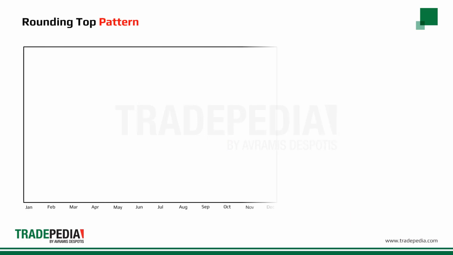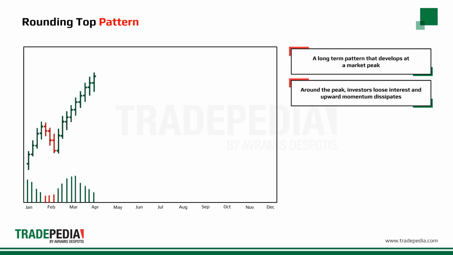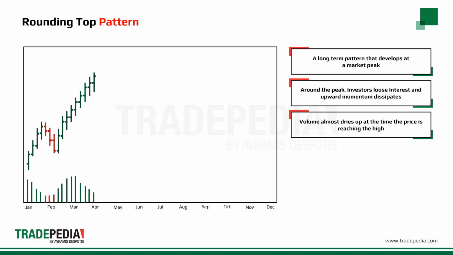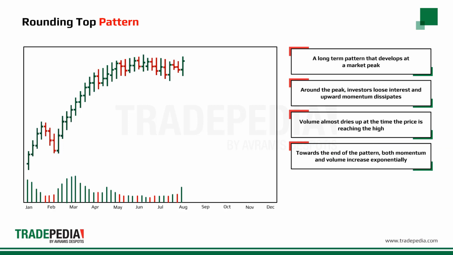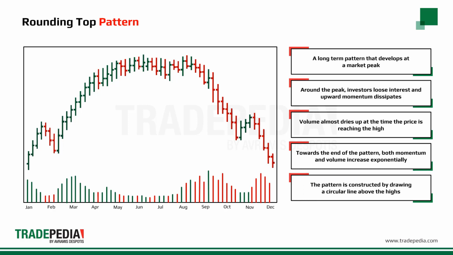The rounding top pattern is a long-term reversal pattern that can take as little as 3 weeks to as long as several years to complete and develops at a market peak. As the price drifts towards the high point of the pattern, investors lose interest in the security and upward momentum dissipates. The lack of interest is also characterized by the volume level, which almost dries up at the time the price is reaching the high. Towards the end of the pattern, both momentum and volume increase exponentially. The rounding top is constructed by drawing a circular line above the highs.